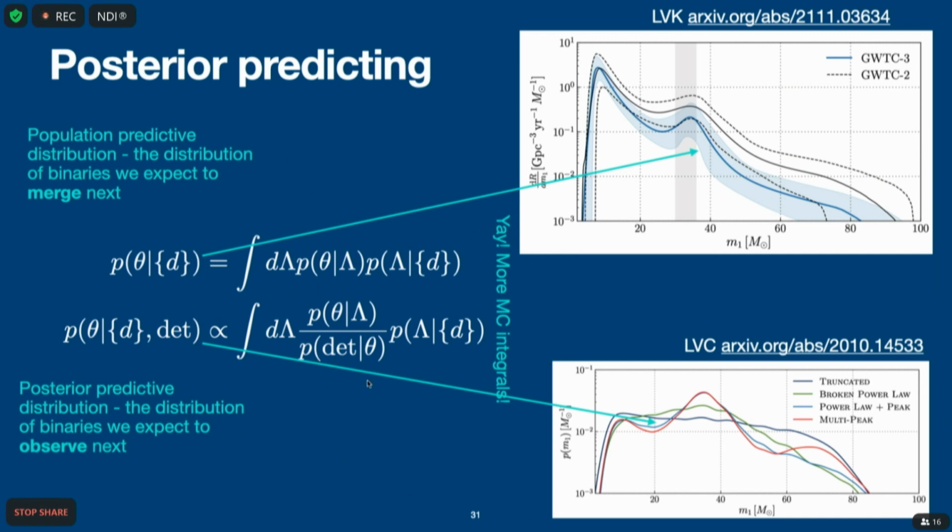And so these were taken from slightly different papers, but you can see, for example, the mass scaling of the sensitivity means that this peak around 35 solar masses is the global maximum of the observed distribution, while the global maximum of the astrophysical distribution is down at low mass.